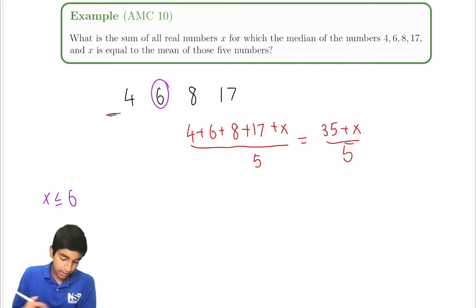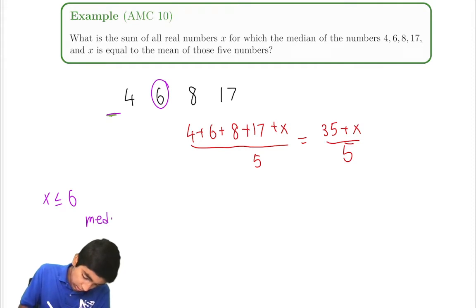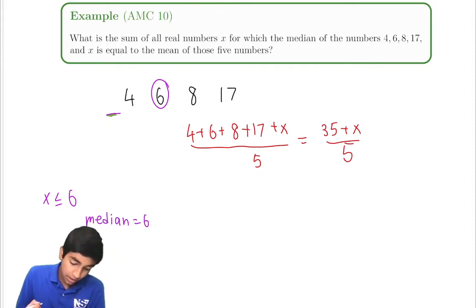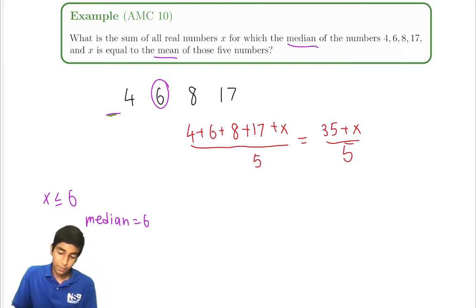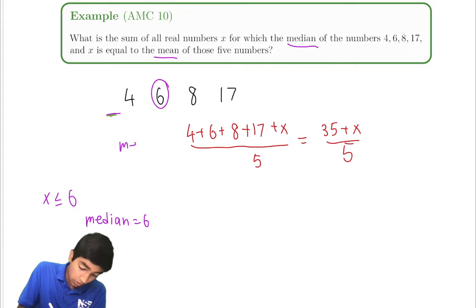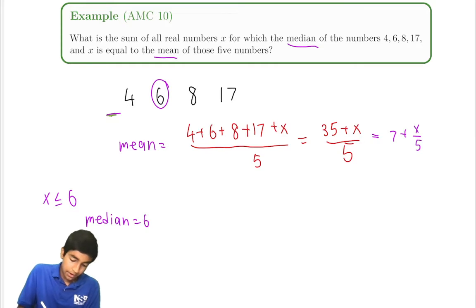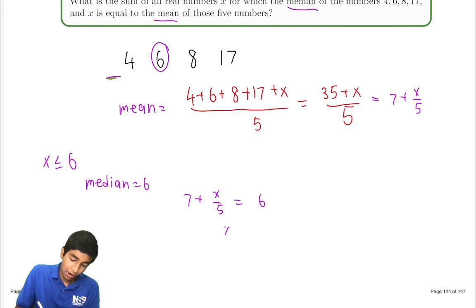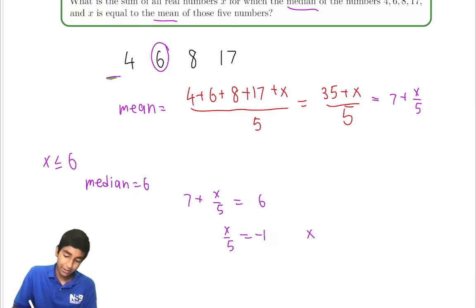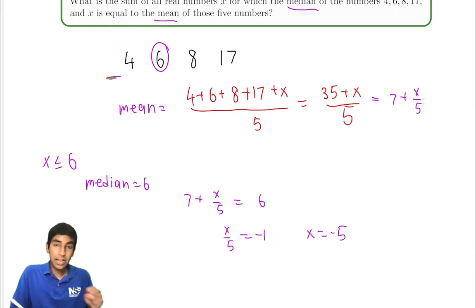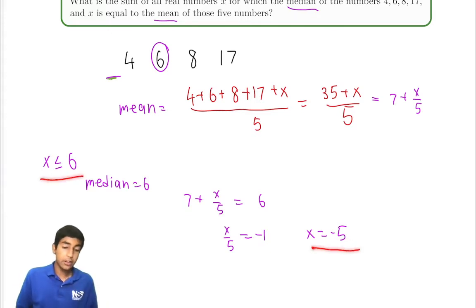So if x is less than or equal to 6, the median is equal to 6. But the question states the mean is equal to the median. So we have the mean, and we can simplify this to 7 plus x over 5. We have 7 plus x over 5 equals 6. That means x over 5 is -1, so x equals -5. Now, the key thing to check here is that this doesn't always work. Does -5 satisfy the condition of x less than or equal to 6? Yes.